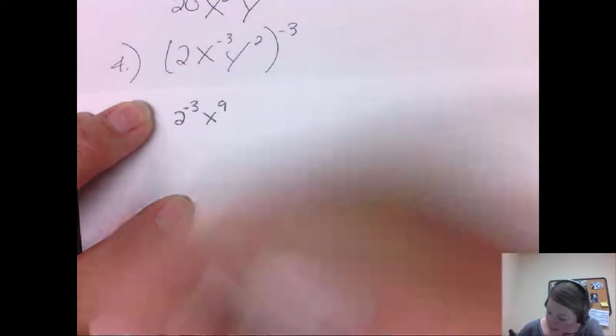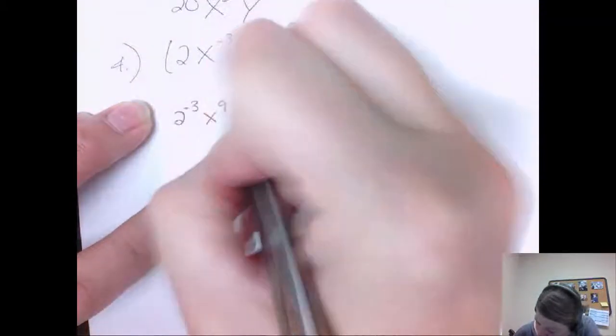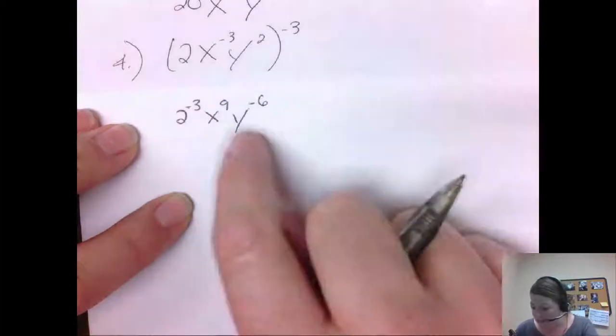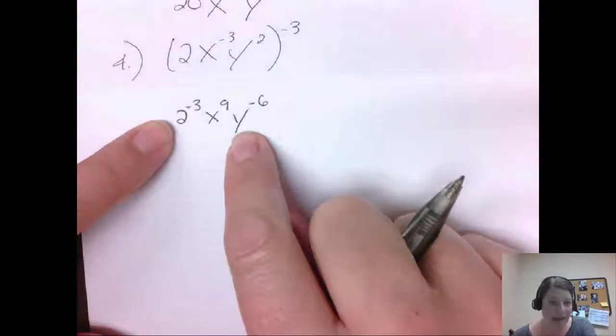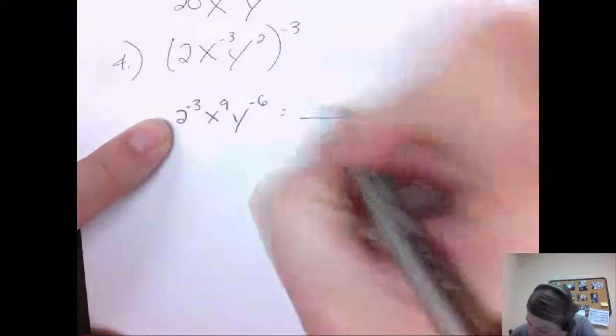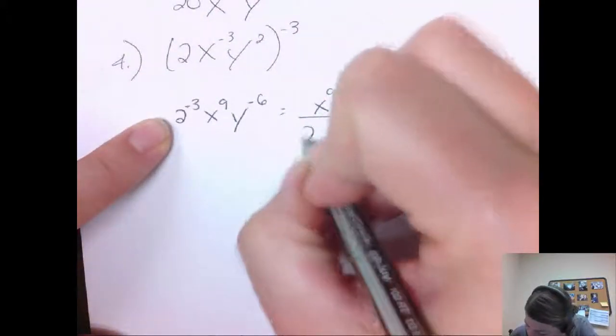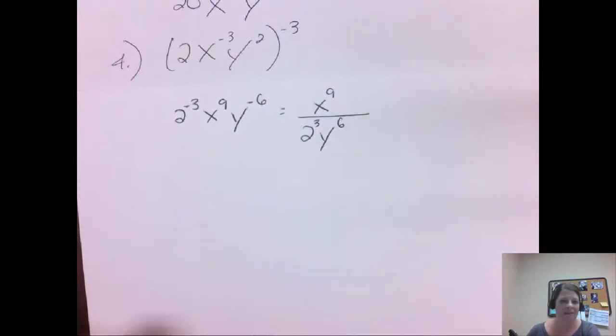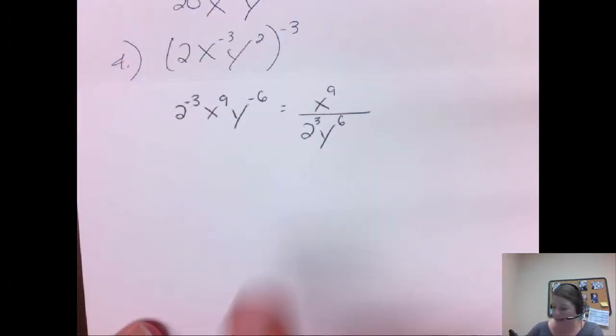And then on the y's, 2 times negative 3 is y to the negative 6. So now I got rid of that exponent. Now I can see these two are negative. They have to go from the numerator to the denominator. So I'm going to leave the x to the ninth up top, and the 2 to the third and the y to the sixth move down and lose their negatives. Okay, that's my final answer.